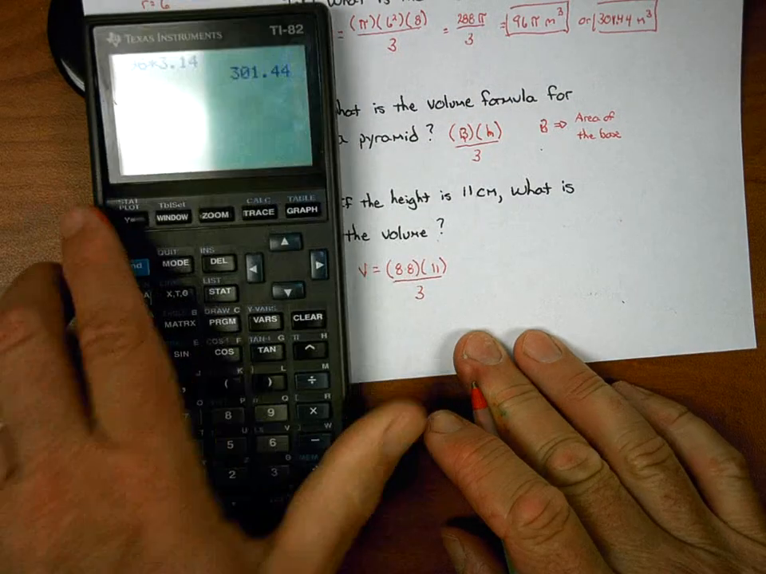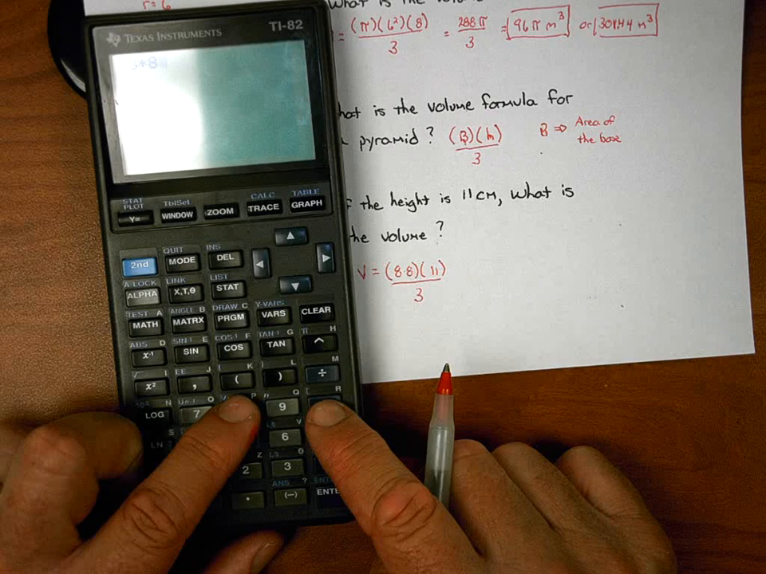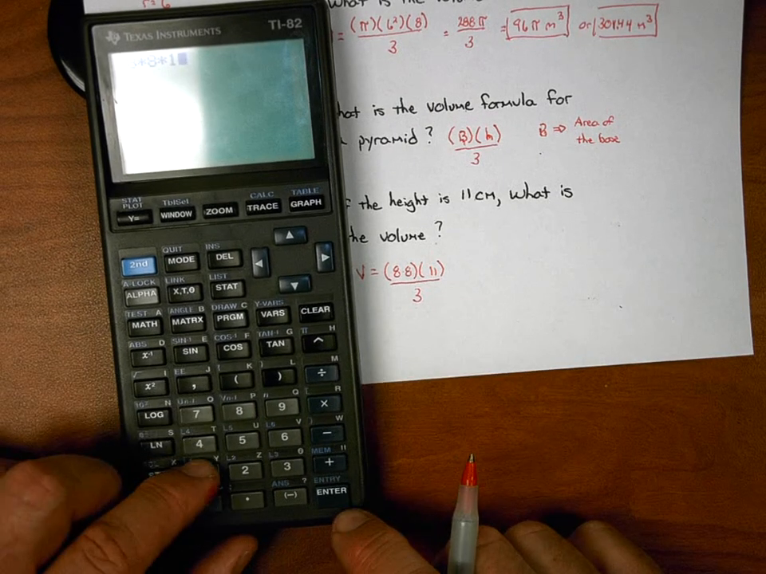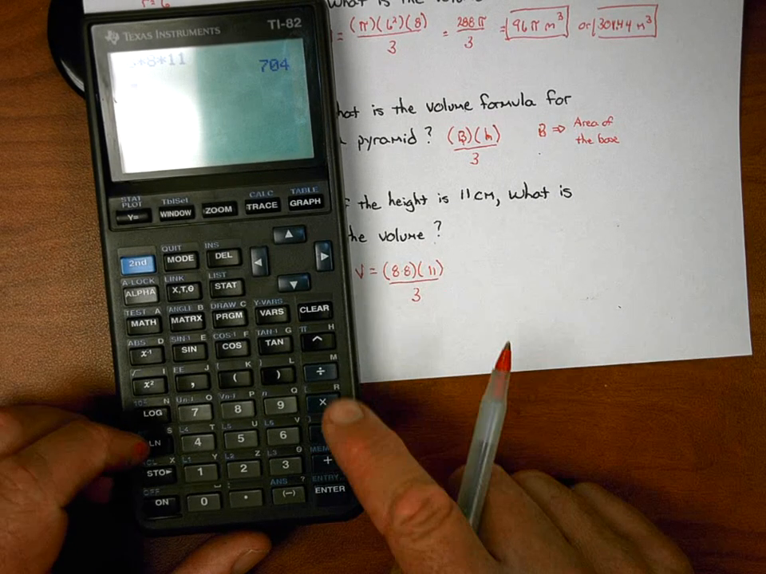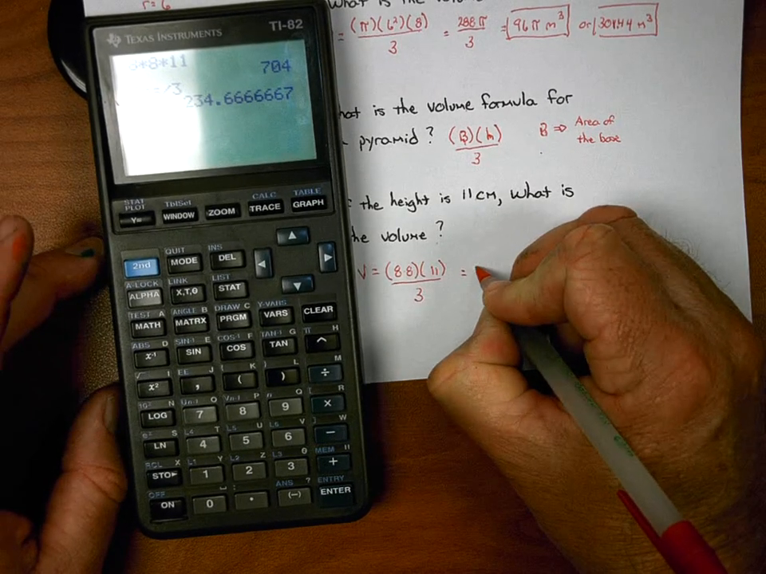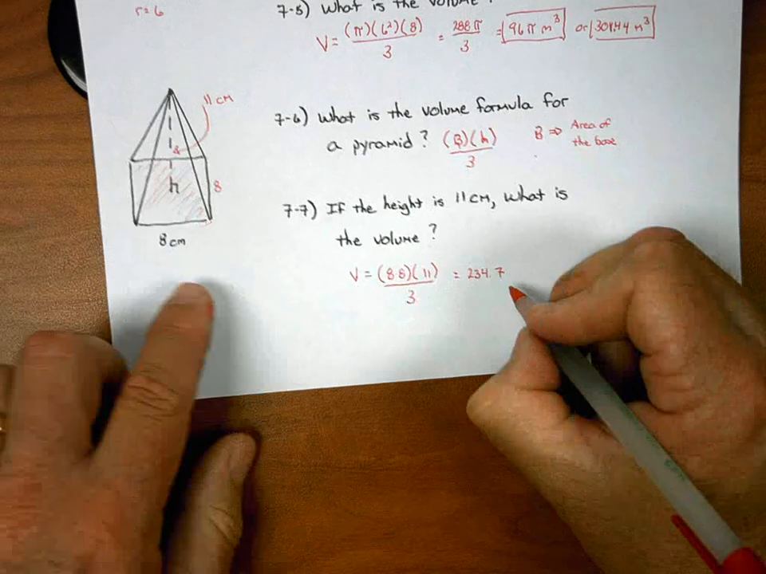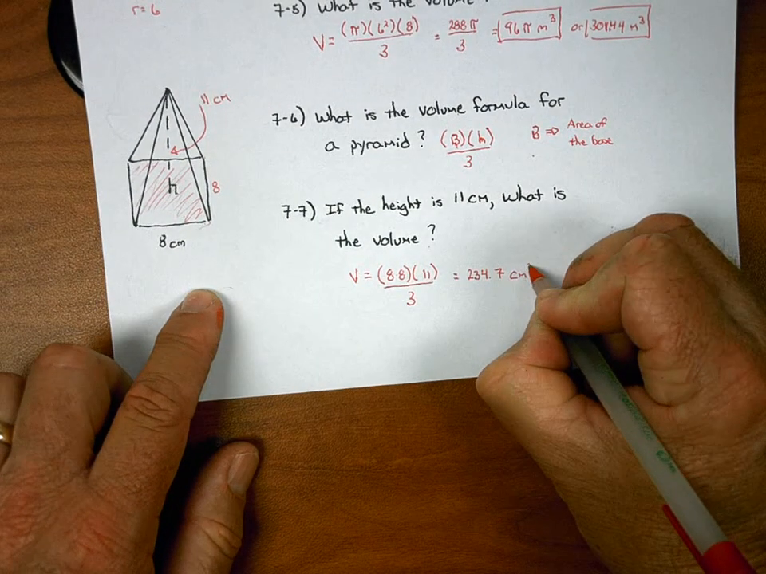Okay, so working that out on the calculator, 8 times 8 is 64. We're going to multiply that by 11. We're going to see what that equals, 704. We're going to divide that by 3. And I'm going to round my answer to 234.7. There's my volume. Put your measurements in, centimeters cubed.